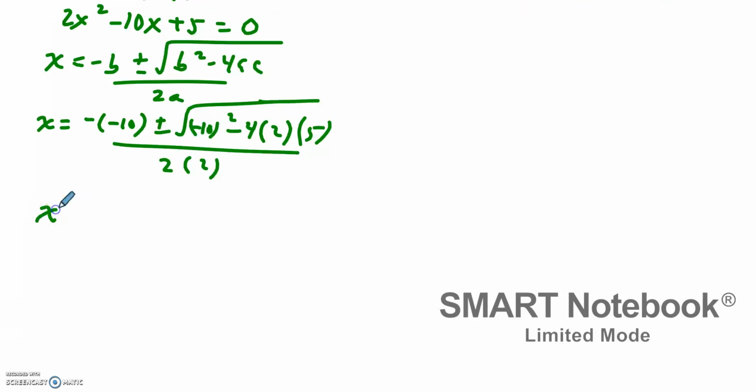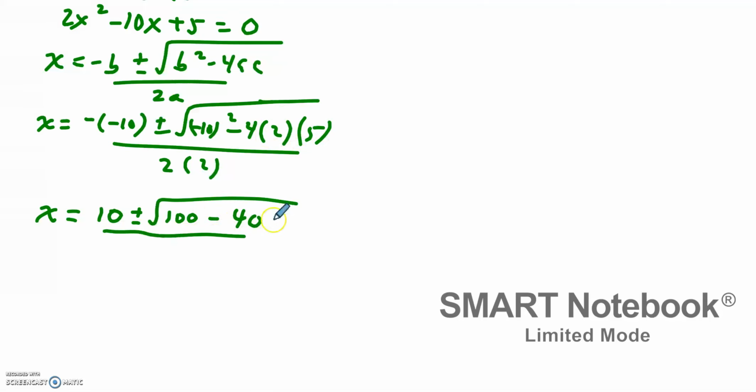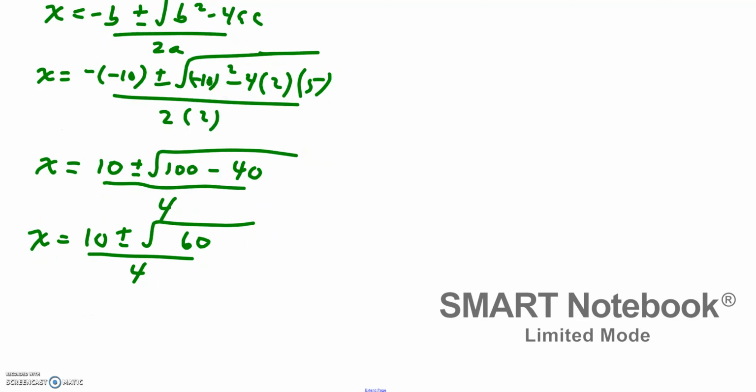So if I continue with that, I get x equals positive 10 plus or minus the square root of negative 10 squared, which is a positive 100, minus 4 times 2 times 5, which is 8 times 5, or 40. There are not two negatives here, so this does not change to a plus sign, all over 4. X equals 10 plus or minus the square root. 100 minus 40 is 60, all over 4.